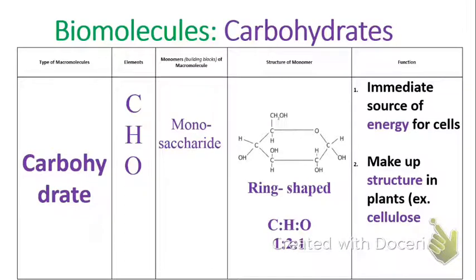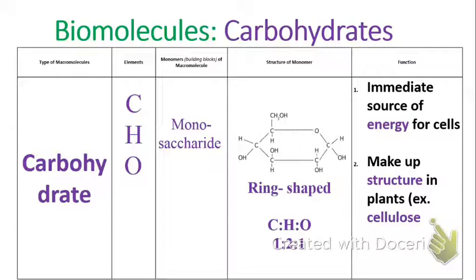So the elements in carbs are C for carbon, H for hydrogen, O for oxygen. Remember that by thinking CHO, C-H-O. The monomer that makes up carbohydrates is a monosaccharide. And you can see right here, sorry, I'm getting used to this app, is a picture of a monosaccharide. It's circular shaped or ring shaped.